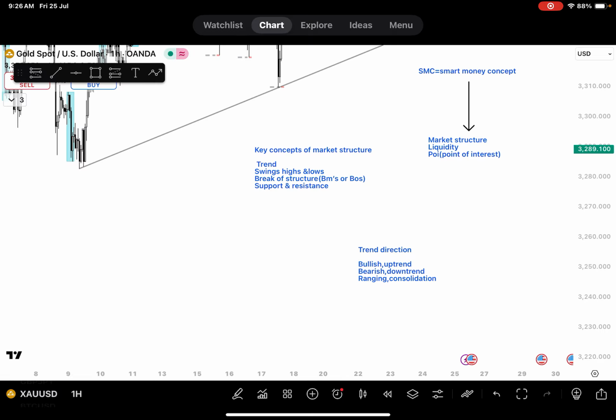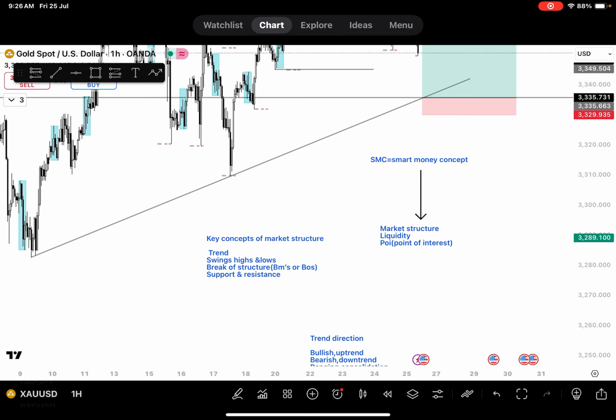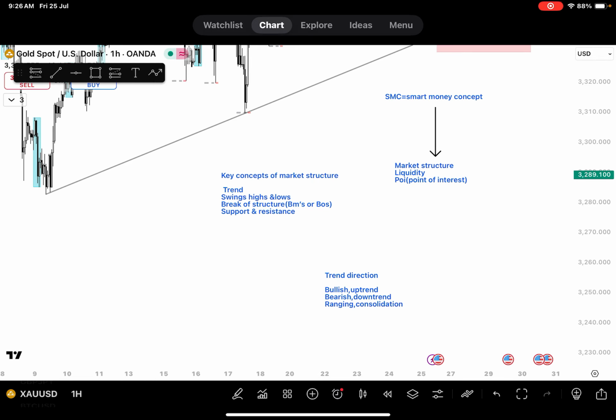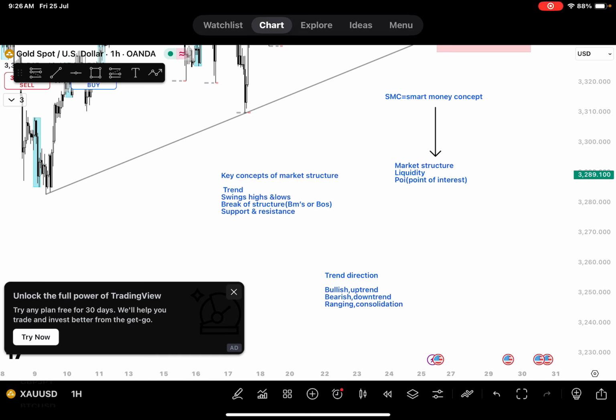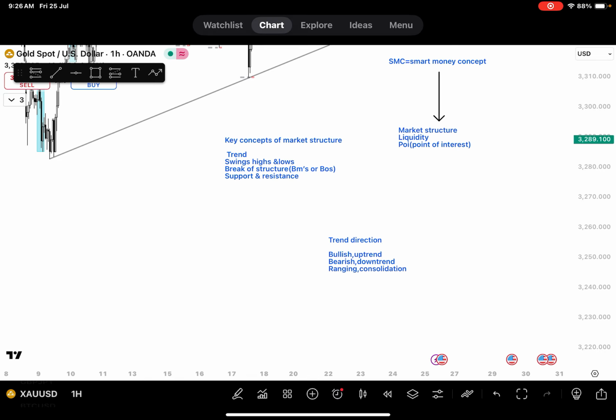You understand? Now we talk about the ranging. The ranging is where the market is moving within a particular zone. You understand me? That is what we mean by the market is ranging. It is moving within a particular region.